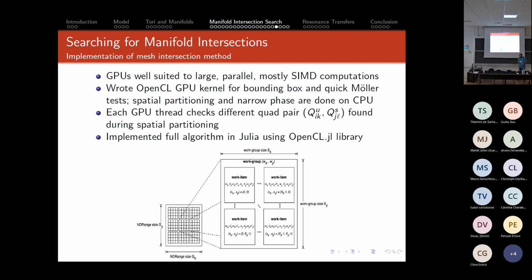The first part of our broad phase, which is just basic, where you don't have to work on pairs, we did on the CPU because that's only on the order of tens of thousands of times, not billions. And then the last step, the linear system solver, is too complicated to do on the GPU, so that was sent to the CPU as well.